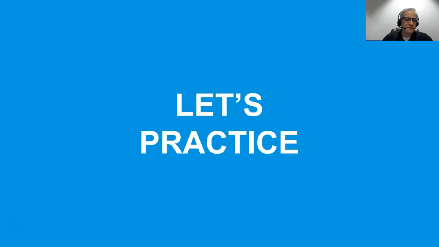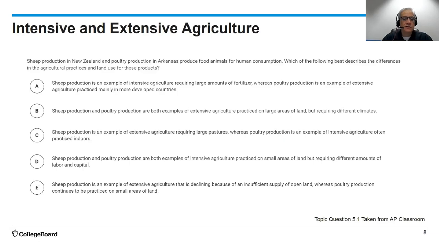Let's practice. Sheep production in New Zealand and poultry production in Arkansas produce food animals for human consumption. Which of the following best describes the differences in the agricultural practices and land use for these products? A. Sheep production is an example of intensive agriculture requiring large amounts of fertilizer, whereas poultry production is an example of extensive agriculture practiced mainly in more developed countries.